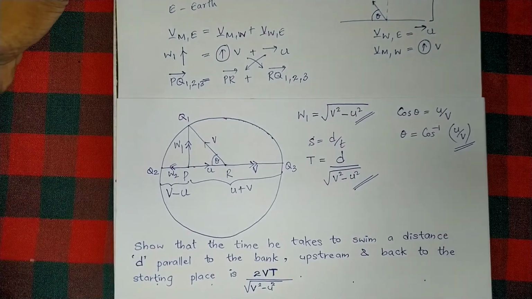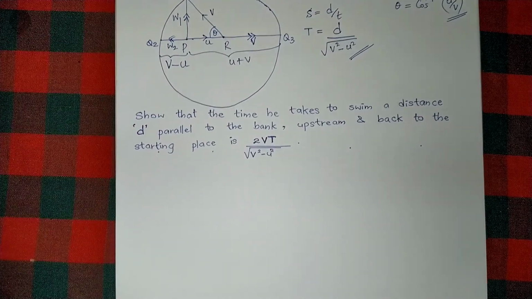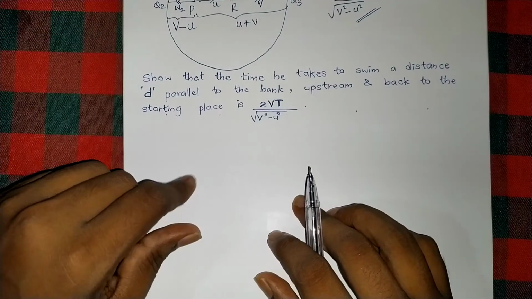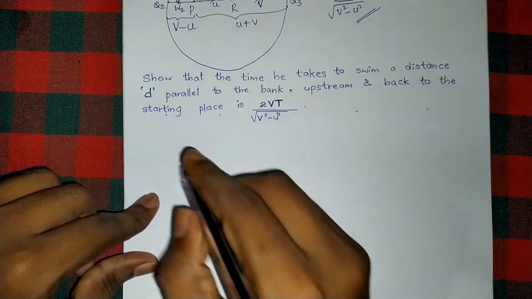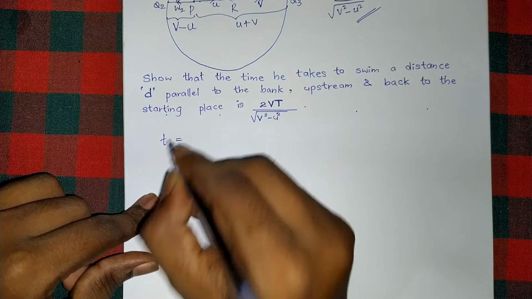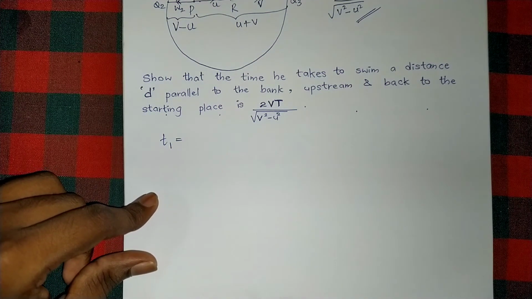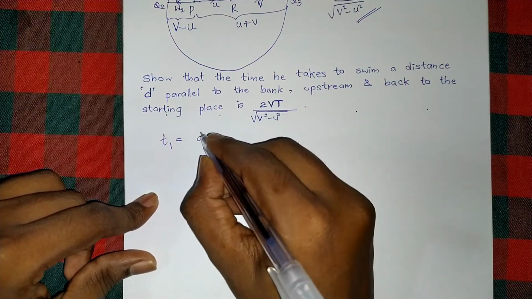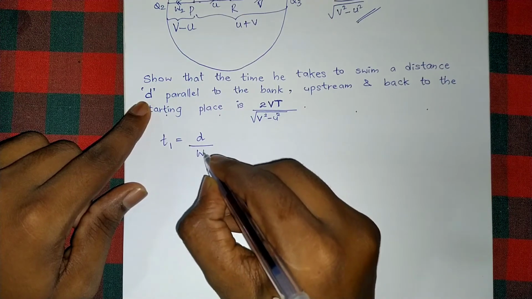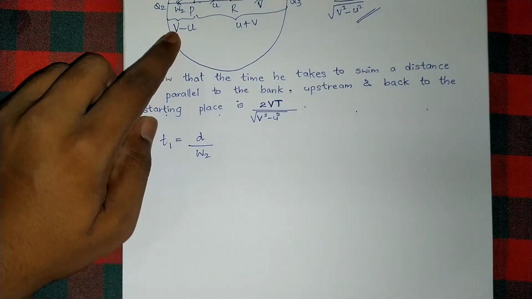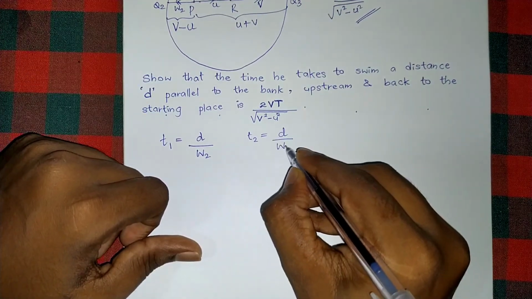Now from this circle we can continue our second part. So I am going to take the time for this motion first, which will be T1. T1 is distance divided by speed. Distance is the D distance given in the question. Speed is W2, which is V minus U. T2 is the same distance downstream, velocity is W3.